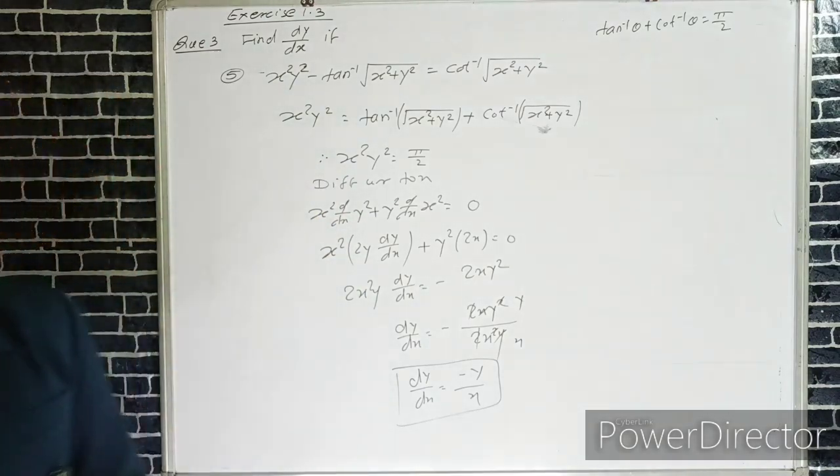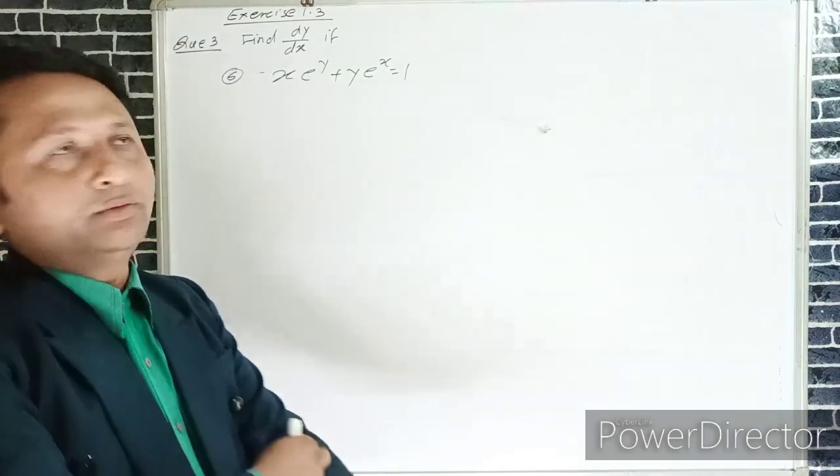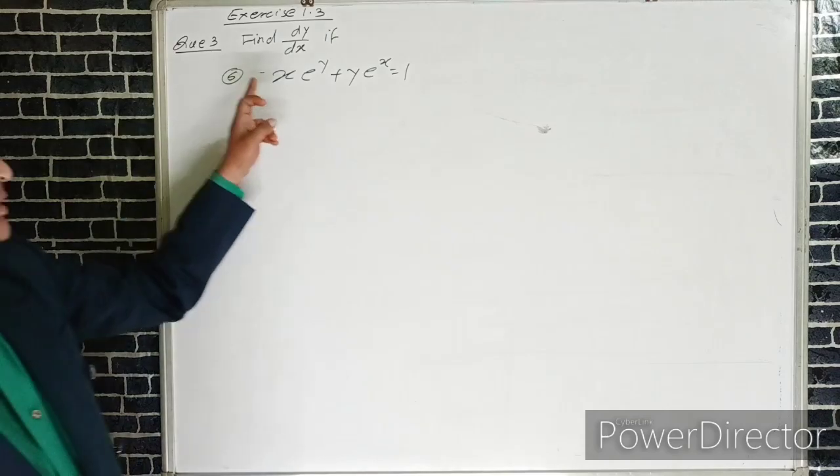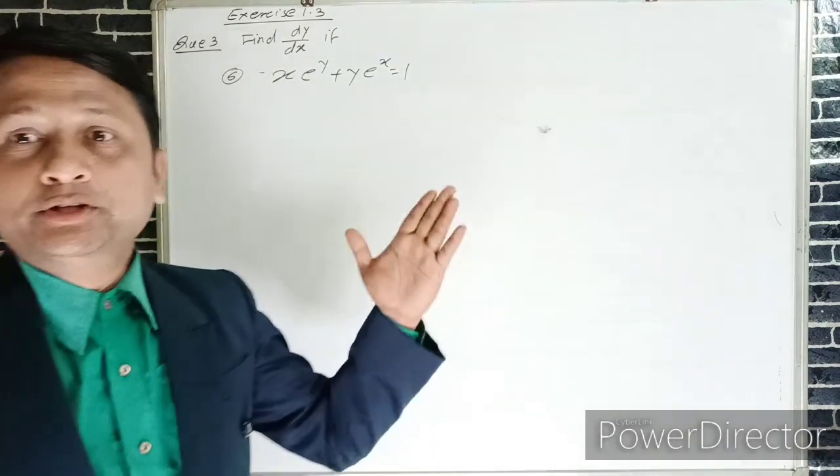which is the required derivative of the given function x square y square, minus tan inverse of under root of x square plus y square, is equal to cot inverse of under root of x square plus y square. Next example, which is example number 6, is x into e raised to the power y plus y into e to the power x is equal to 1, which is also in implicit form.